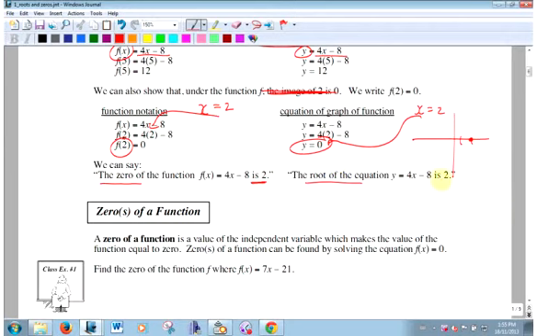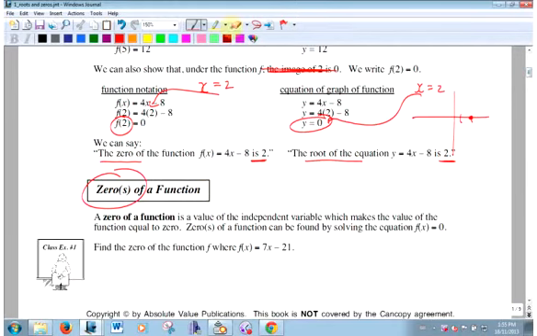Okay? The root of the equation of this is 2. What is a 0? Okay, well, we could have done this first, I guess. The 0 of a function is a value of the independent variable. Which one's that, x or y? X, which makes the value of the function equal to 0. So in other words, take the function f of x, let it be 0.